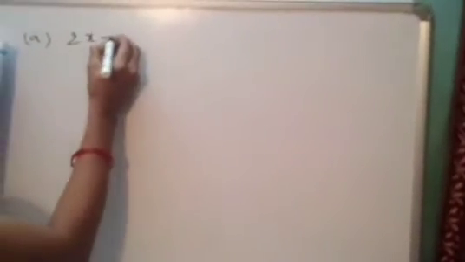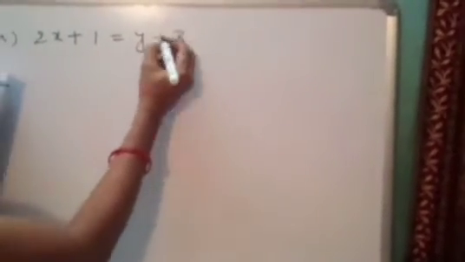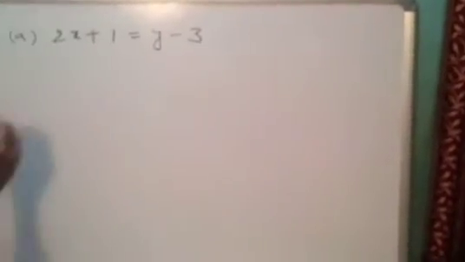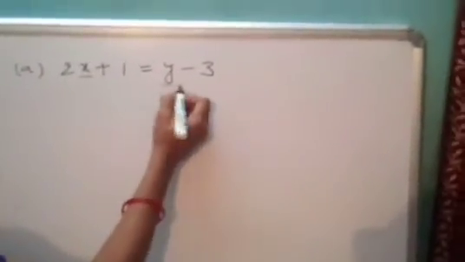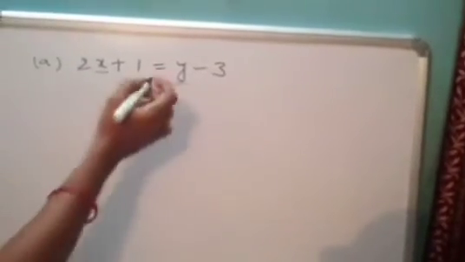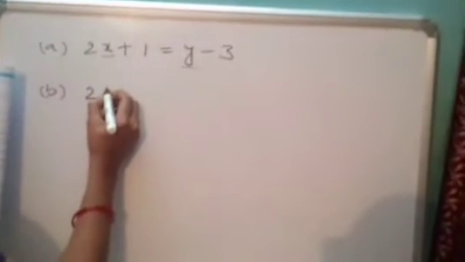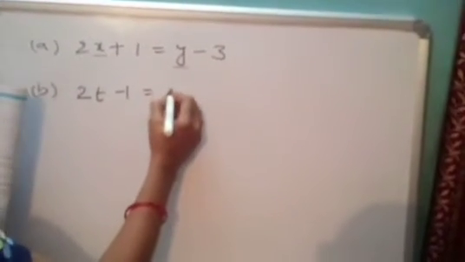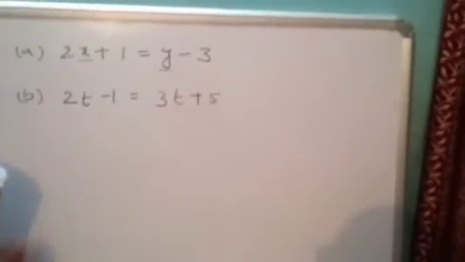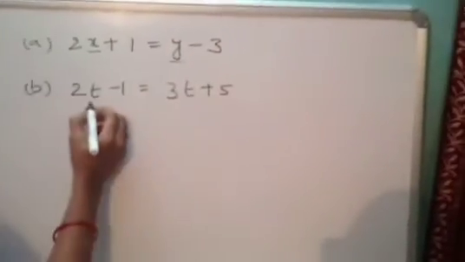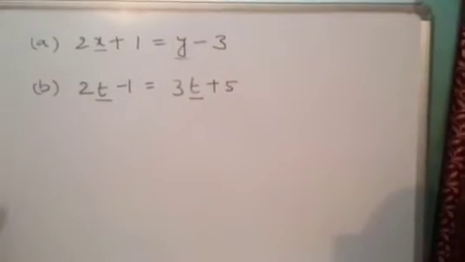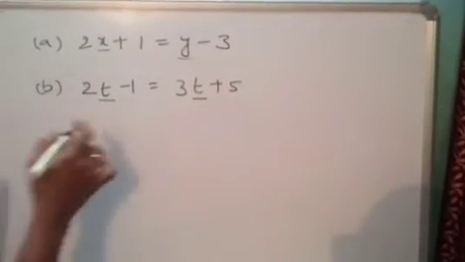And next, second one. Which of the following is a linear equation in one variable? A. 2x plus 1 equal to y minus 3. It is an equation in two variables. That is, x is one variable and y is one variable. This is a two variable equation. B. 2t minus 1 equal to 3t plus 5. In this equation, only one variable is there. That is t. This is a linear equation in one variable.